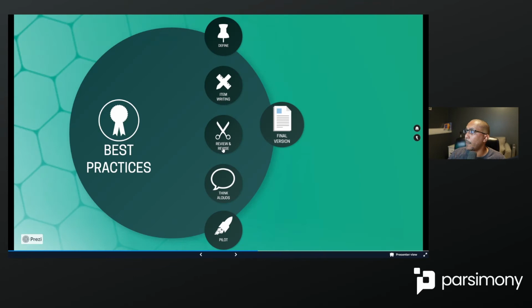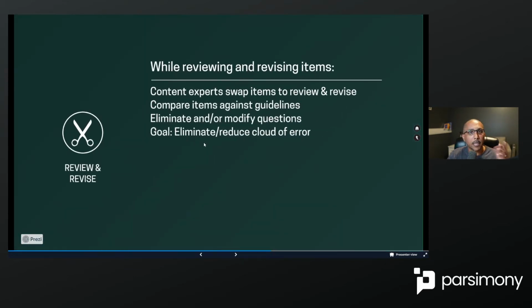In the next step, you'll want to review and revise those 90 to 120 items that you wrote. You can use those same content experts and swap these items so that each content expert is looking at a different set of items that they did not write. Each content expert can judge each question against best practice guidelines. There are several written in this book that I referenced earlier. There are also other guidelines out on the internet that you can find. There are things like avoiding writing double-barreled questions.